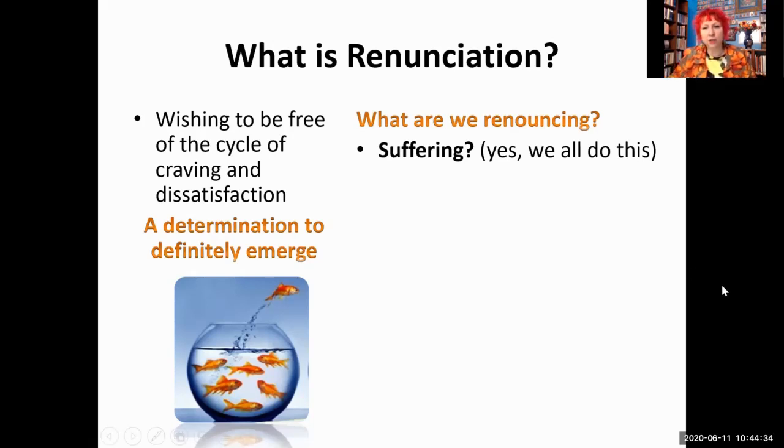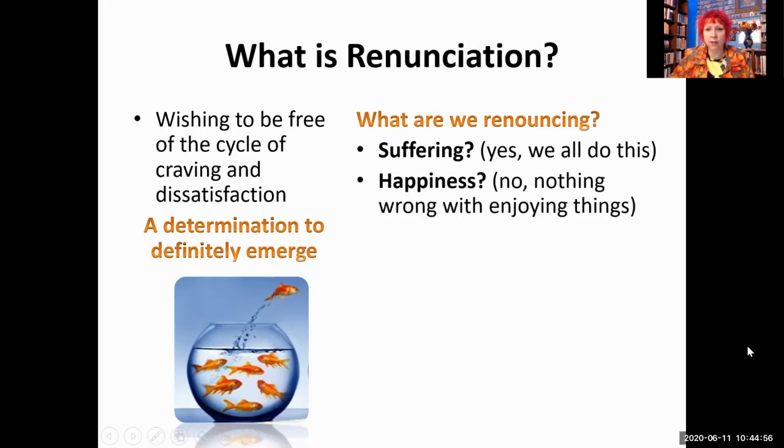So just not wishing to suffer isn't enough. And this is what I found a bit of a revelation, because often we can be going along and we think our life is fine until something goes wrong, and then we think, oh, this not wanting things to go wrong is renunciation, but it's not. That's just renouncing suffering.